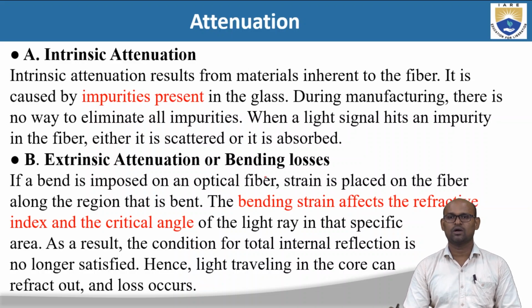Extrinsic attenuation is also called bending loss. This extrinsic attenuation occurs when there is a bend in the optical fiber. Because of this bend, there will be strain, and total internal reflection will not be satisfied, and hence there will be loss of signal, which is called extrinsic attenuation.